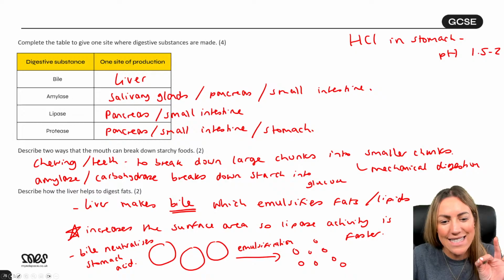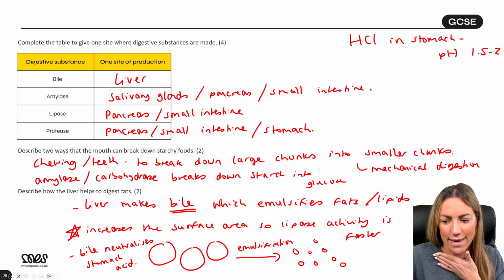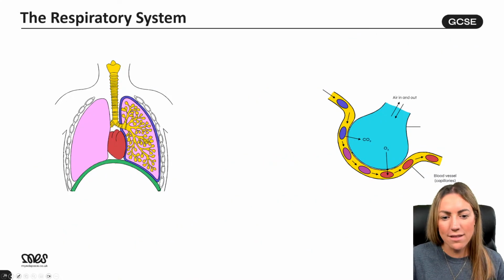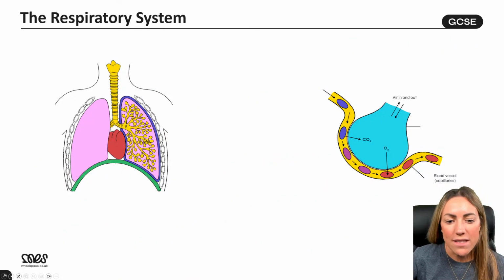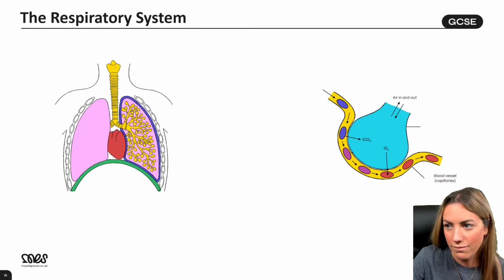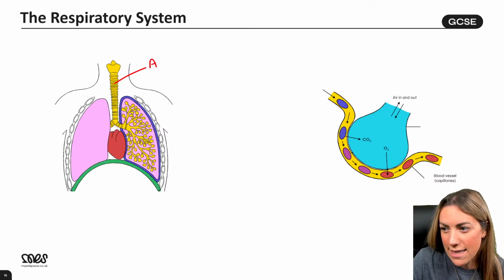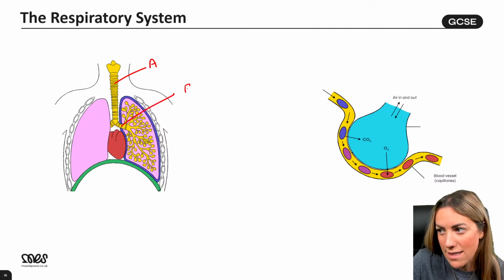Bile is not an enzyme. No, it's an alkaline liquid, but it's not an enzyme. But it helps the lipase. It helps the lipase, doesn't it? By increasing the surface area of the lipids so the lipase can act faster. Right, we are going to do this so quickly because this is hopefully super easy.